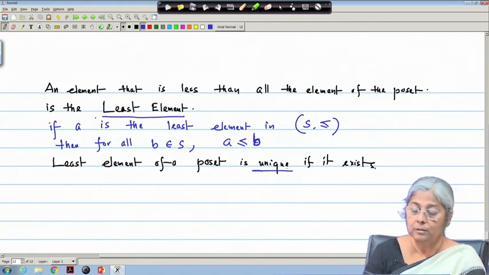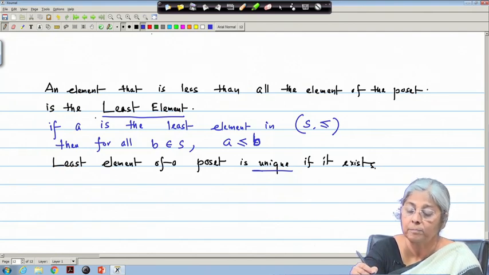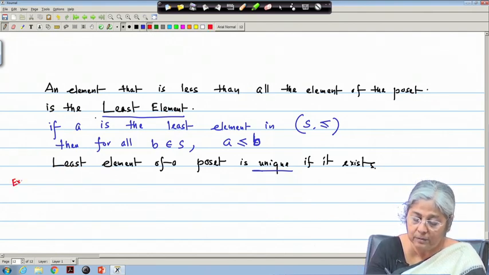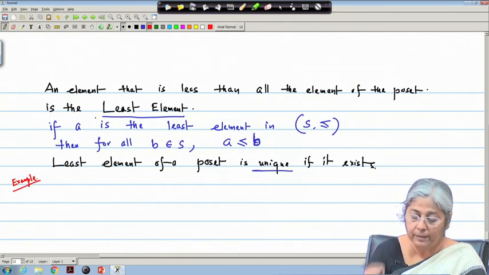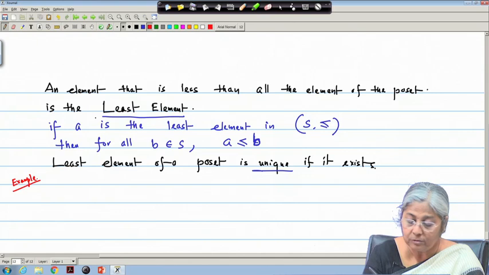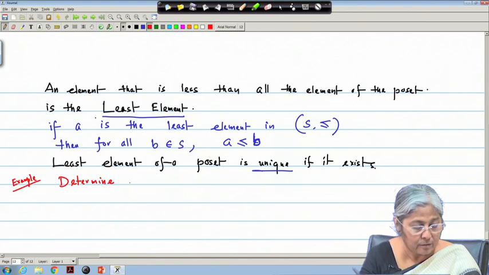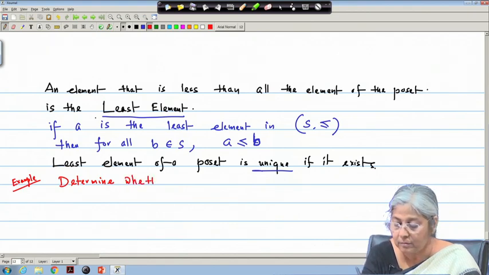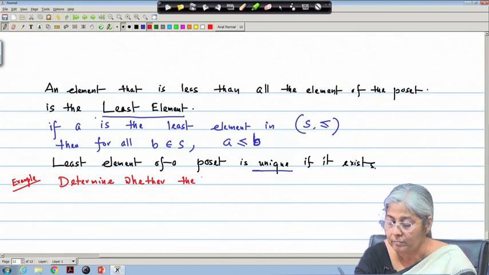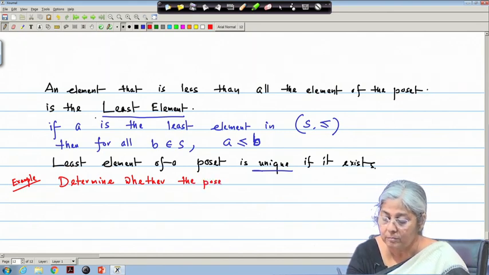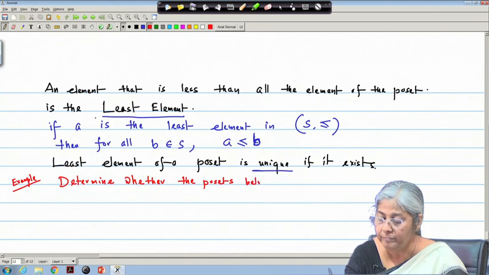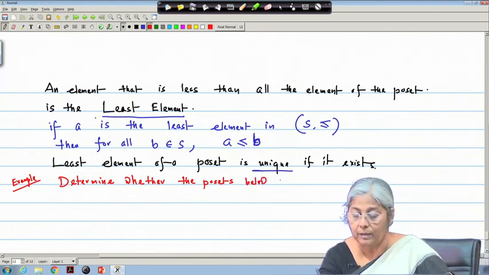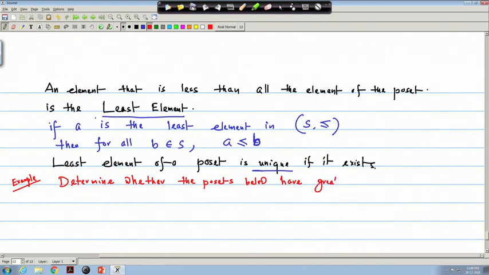So, it is unique. If we take some examples, let us see some examples where we determine whether the posets below have a greatest or least element.